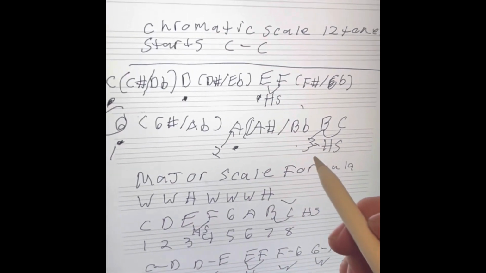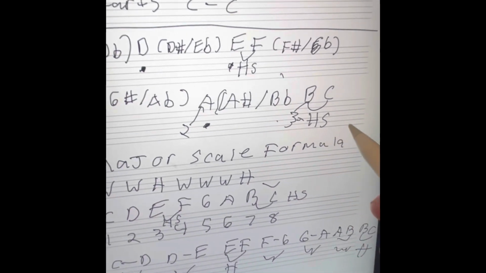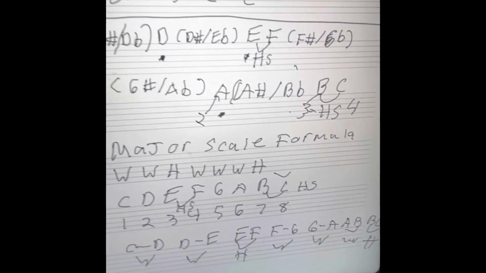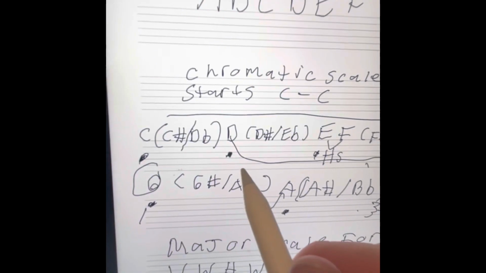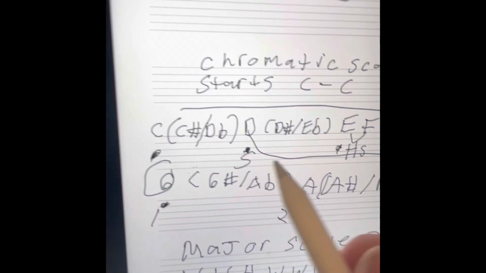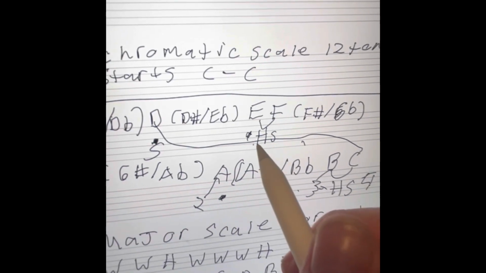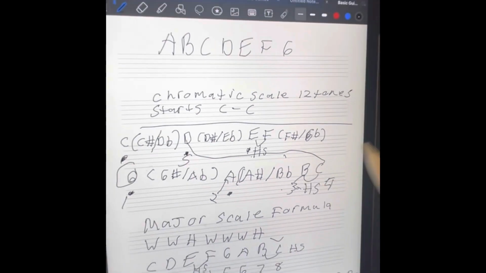And then B to C would be your 4th there. The C would be the 4th. And then C to D would be from here to here. That would be the 5th. And then D to E would be your other whole step. Then E to F sharp, that would be your other whole step. And then F sharp to G would be that half step at the end.